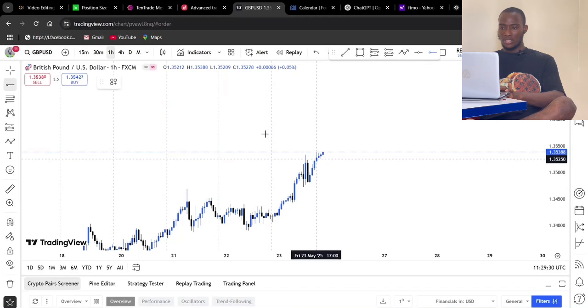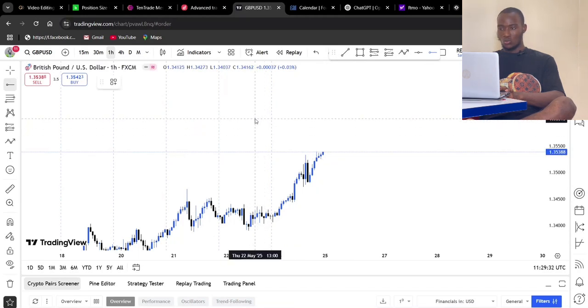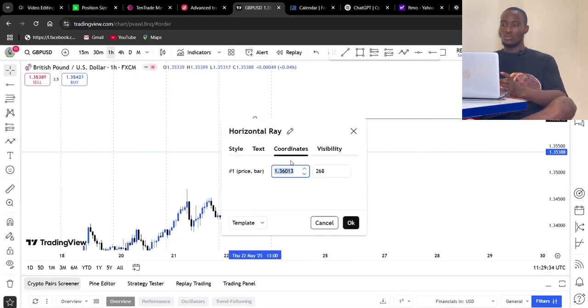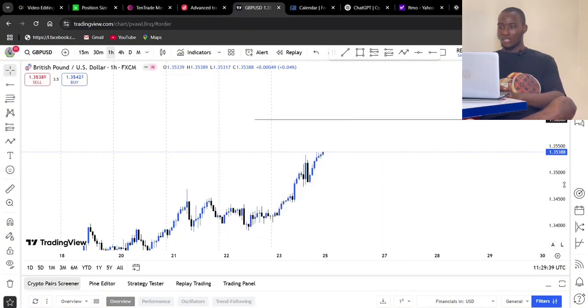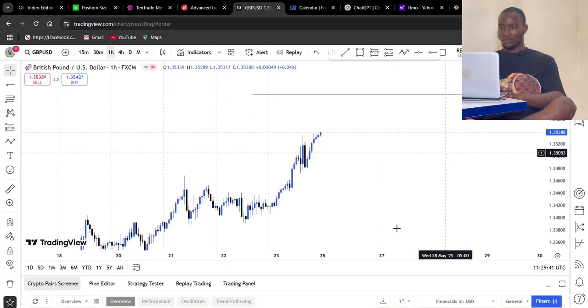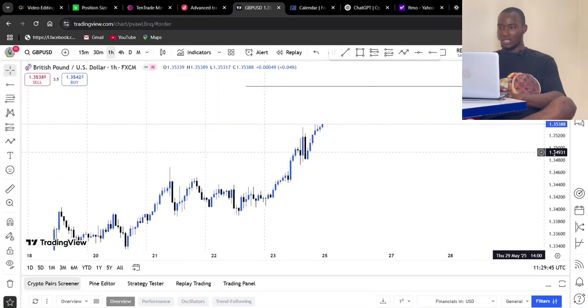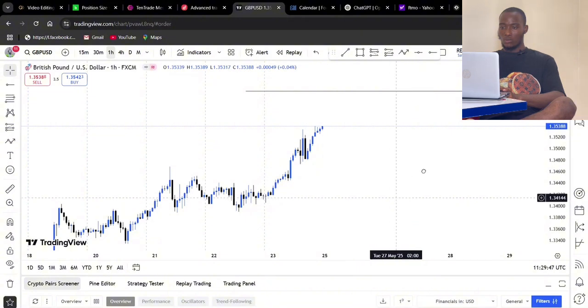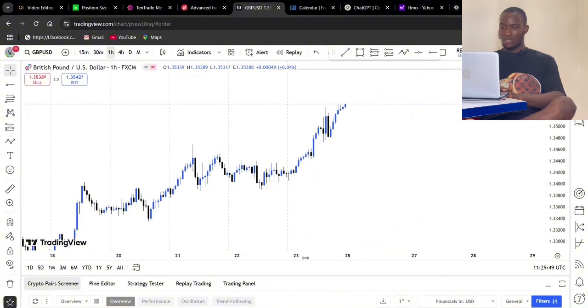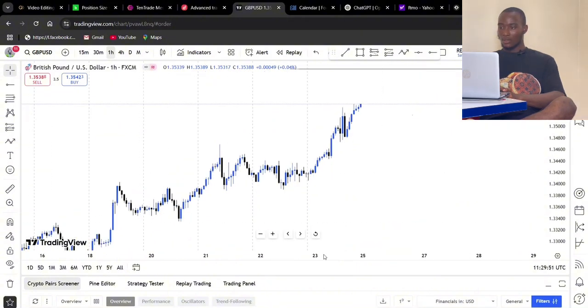Now, on the 1 hour time frame, there are other key points that are important for price to get to before we continue heading to the 1.4 thousand region. Now, the next point is 1.3600. This is the 1.36 thousand region. Now, it is possible for price to get to this point this week, but the 1.4 thousand region, it's not possible because that's about 500 pips away.